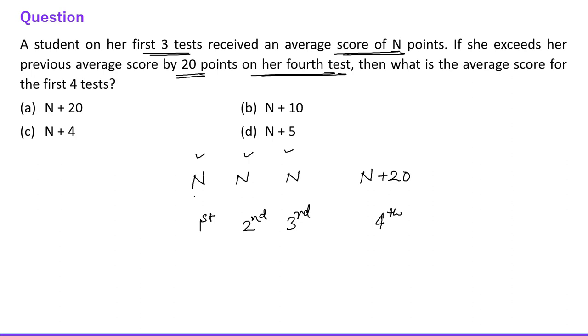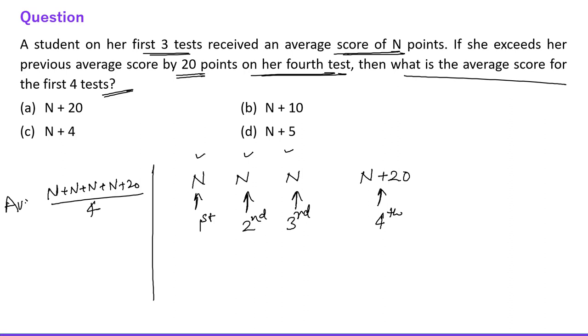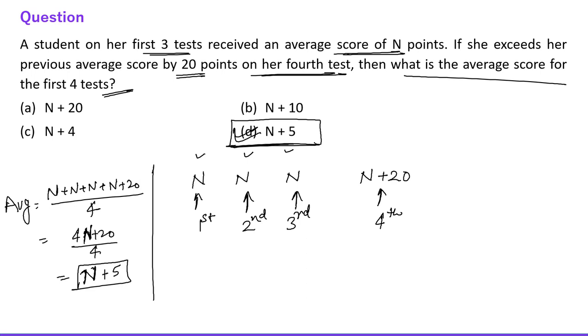Okay. So, this is the situation. Right, the best case scenario we have considered for first three tests, she has got n, n, n in all the three tests. So, obviously the average is n. And in the fourth test, she got 20 more than the average. Right, so she got n plus 20. So, then what is the average score for the first four tests? Then obviously, n, n, n and n plus 20 divided by 4. This is the average. Right. So, this is 4n plus 20 divided by 4. So, this is n plus 5. This is the answer. Right, everyone? N plus 5. This is the answer. Simple one, right? A very simple question. Fine. Now, let's move to other one.